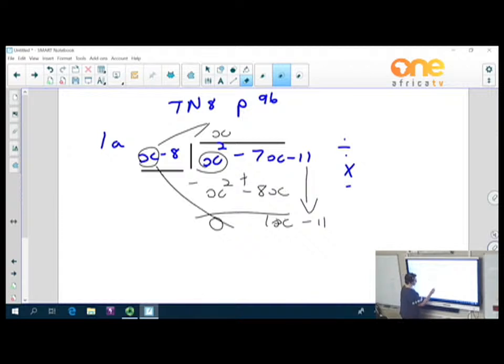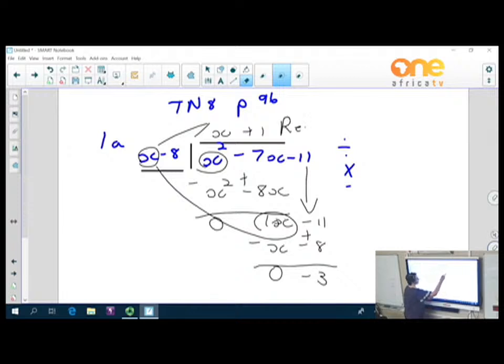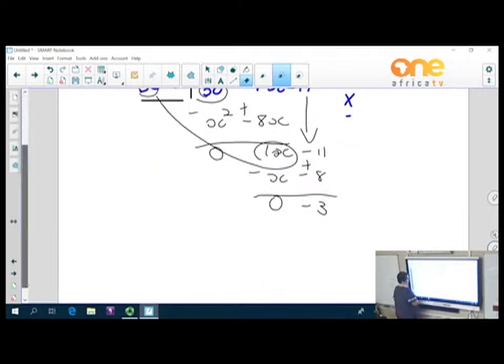So how many times will x divide into this one? Positive 1 times. Multiply, then you have x minus 8. Change the second signs. This one eliminates. Negative 11 plus 8 is negative 3. So there's a remainder of negative 3.